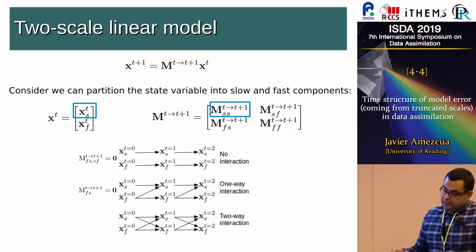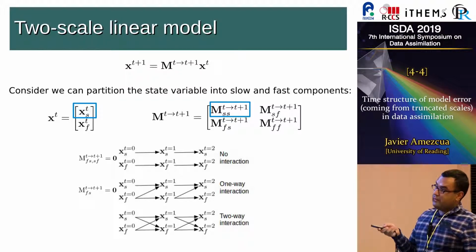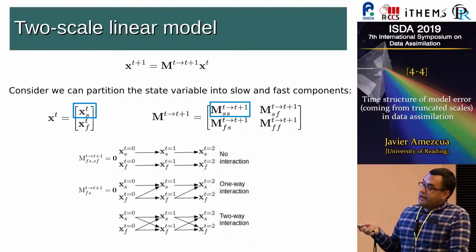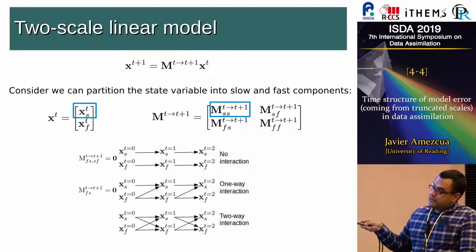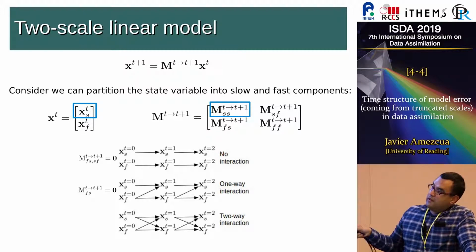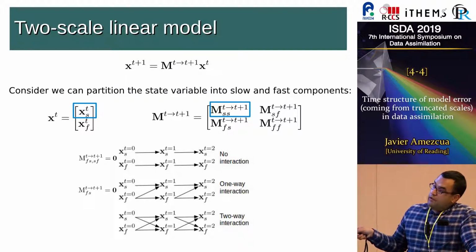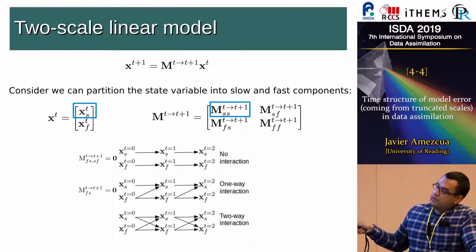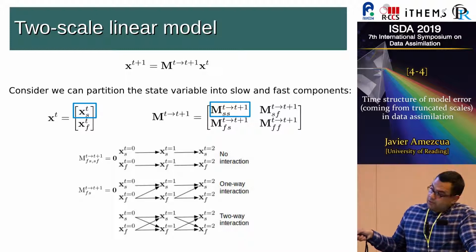I can partition my system in these two parts, a slow variable and a fast variable. And I can think of the evolution for every time step as this partition matrix. So evolution from slow to slow, from fast to fast, and then interactions between scales. Depending on the existence of non-zero matrices in the off-diagonal, I have complicated or simple cases. If I have no interactions between these two scales, then these diagrams show how information flows: the slow information flows in the slow subspace and the fast in the fast subspace.